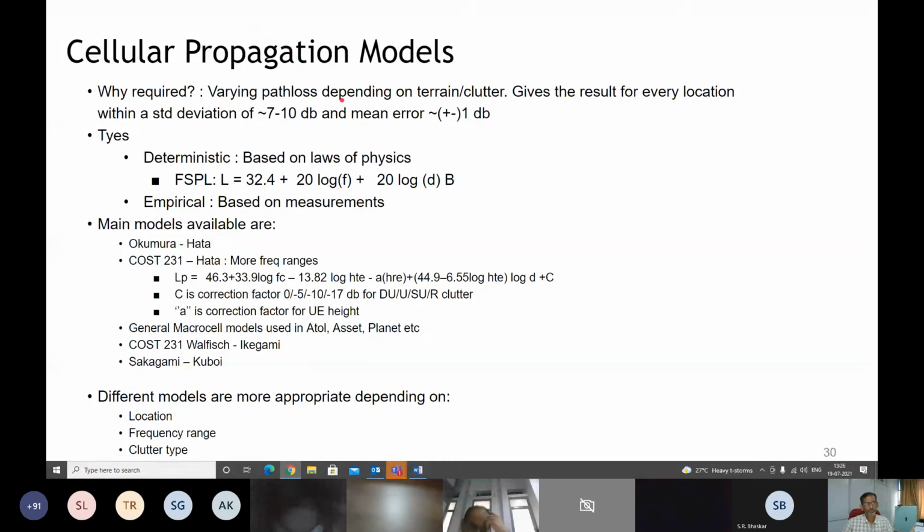to assess the coverage. And there are different types of models. Deterministic means it's simply driven by a formula, for example, one derived out of a law of physics. Empirical is another model, like Okumura-Hata and others. People have done a large number of measurements, and then they arrive at certain coefficients and a big formula, and that is called an empirical-based model.